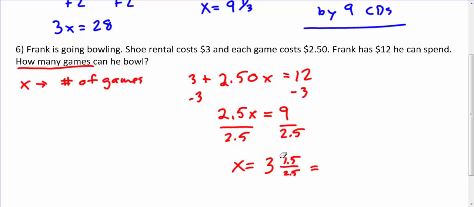Now we don't really like writing numbers that way. We would prefer something like 3 3/5, or maybe 3.6. But in any case, that whole remainder situation isn't very important, because it's not enough to pay for another game. He doesn't have a full game. He has 3/5 of a game left, and they're not going to let him bowl 6 frames and stop from there. So what we would say then is that Frank can bowl 3 games.